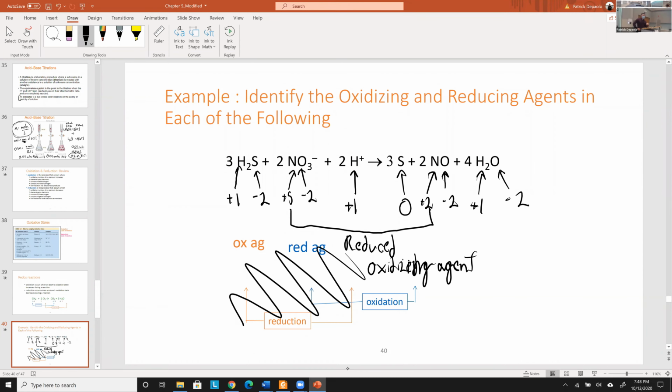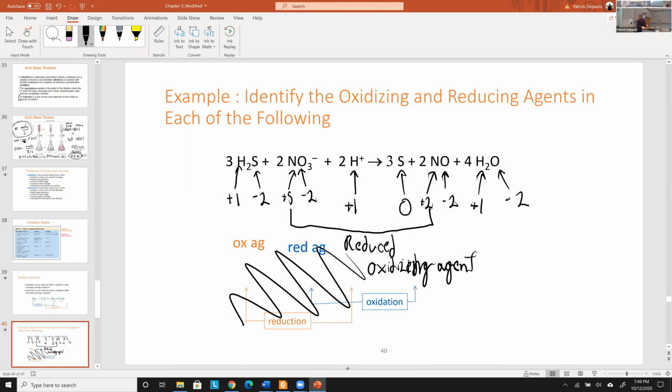So we can look at the definitions of reduction and see them in action here. NO3 minus becomes NO. It loses oxygens. That's another key for reduction. It doesn't gain hydrogens, but it gains electrons and the number decreases. So that's usually indicative of reduction.